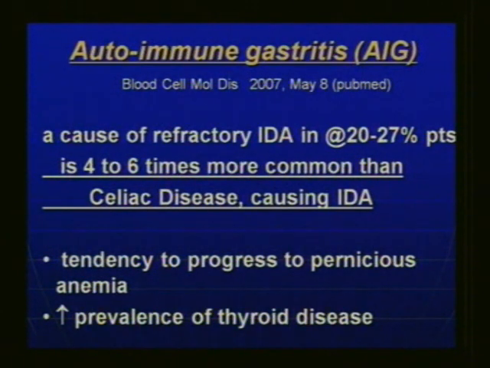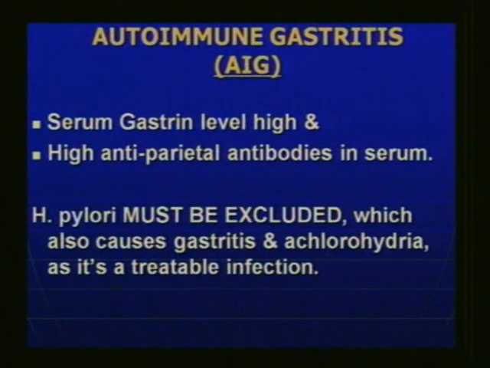And this autoimmune gastritis has the tendency to progress to a full-blown pernicious anemia, and also there is increased prevalence of thyroid disease. Investigation-wise, you have to do the serum gastrin level and antiparietal antibody, which can be demonstrated in patients. And of course, because H. pylori also produces chronic gastritis, one has to investigate and find that the gastritis is autoimmune, not due to the H. pylori.